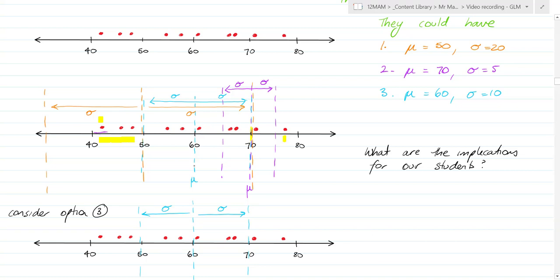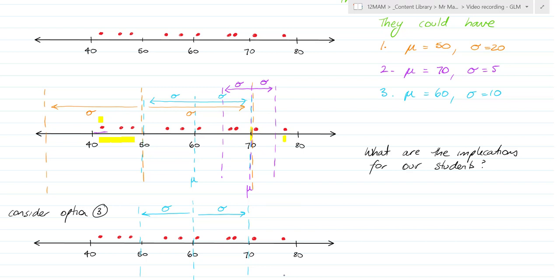A mean of 60, a standard deviation of 10, 5 of our students above, 5 below. We're about on average. You can see here, though, that the 77 is almost 2 standard deviations above the mean of 60, and the 42 is almost 2 standard deviations below the mean. So the light blue seems to be the most likely situation because it nicely represents our data.